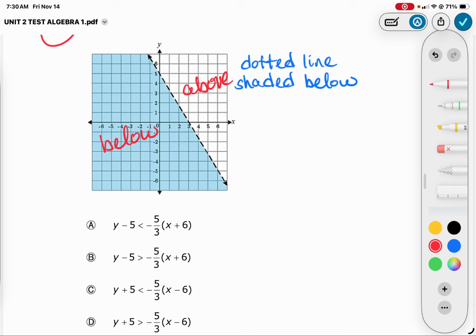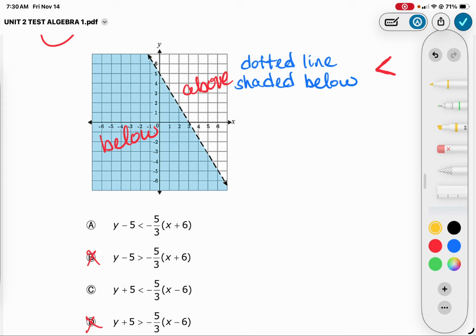Now, with that being said, if it's a dotted line and it's shaded below, that means we're going to be looking for the less than symbol. With that being said, B does not have a less than symbol. It has a greater than, and D does not have less than. It also says greater than.